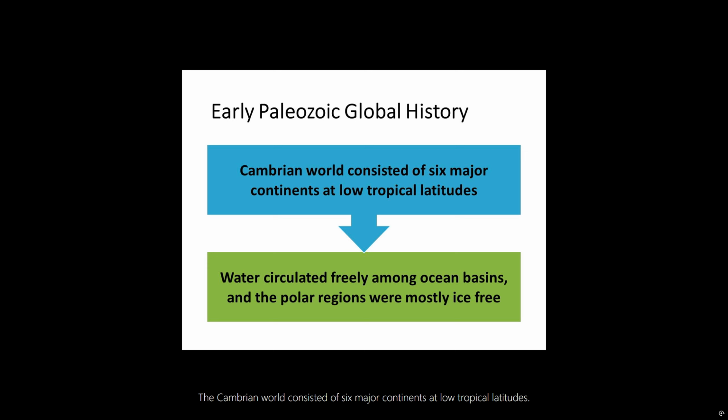The Cambrian world consisted of 6 major continents at low tropical latitudes. Water circulated freely among ocean basins, and the polar regions were mostly ice-free. The continents being widespread allowed oceanic circulation between continents, which has a moderating effect on the climate. In addition, most of the continents were located at low tropical latitudes, so there was a fairly uniform and warm global climate.